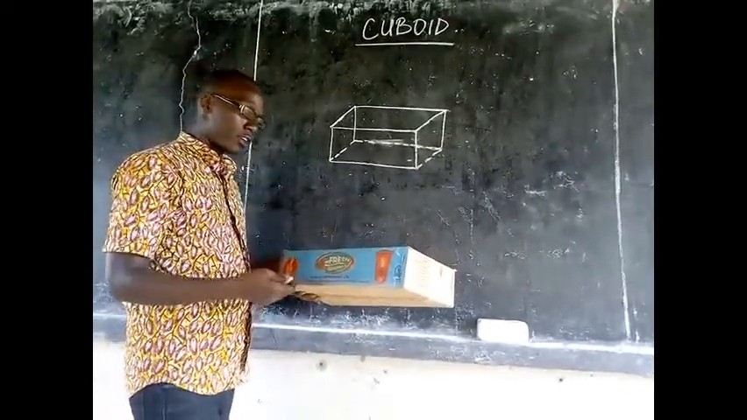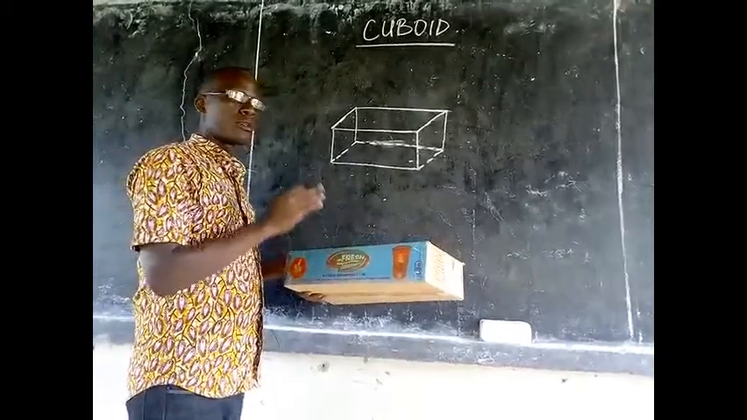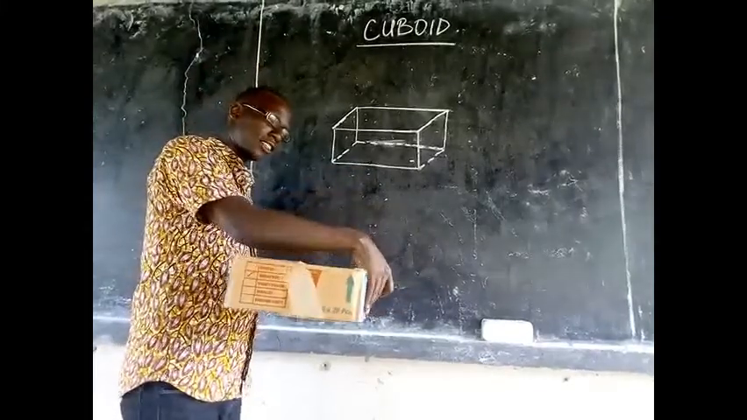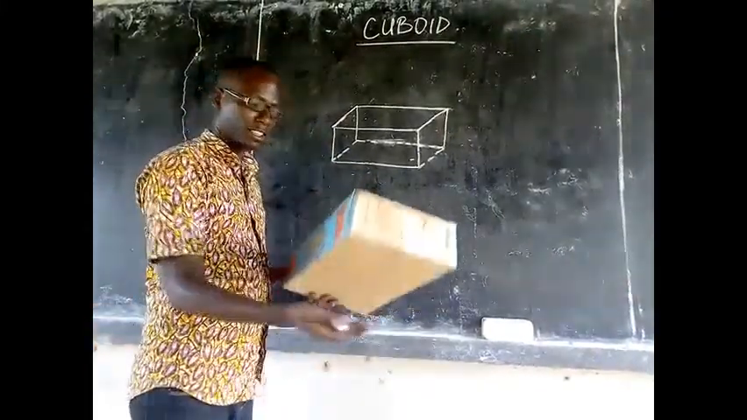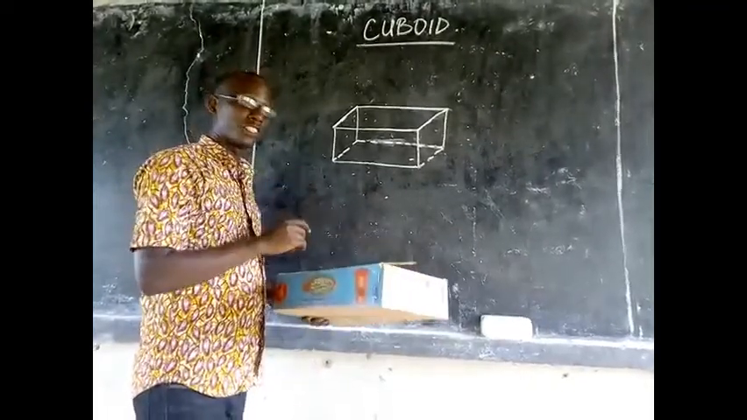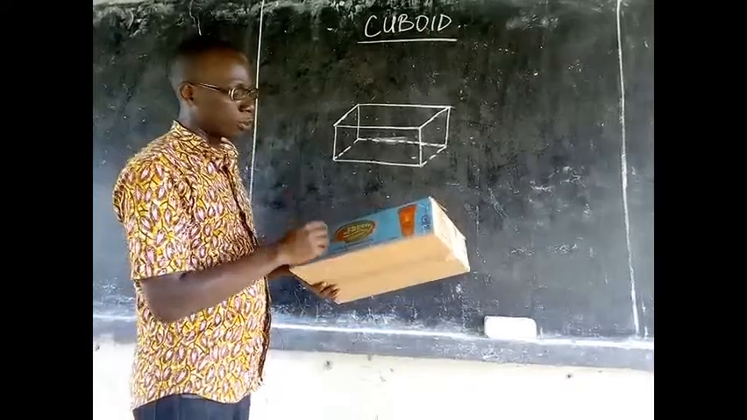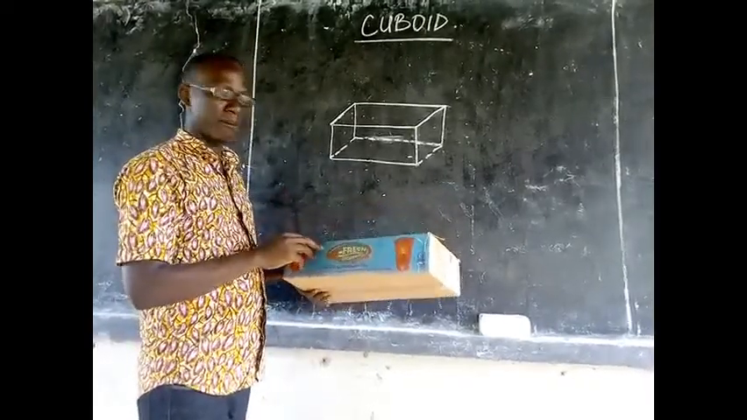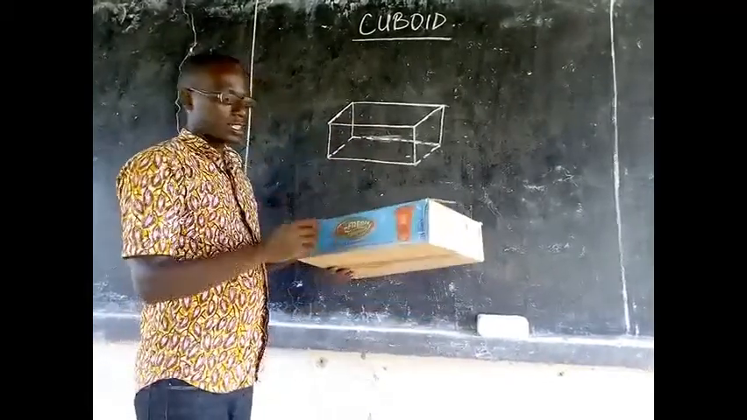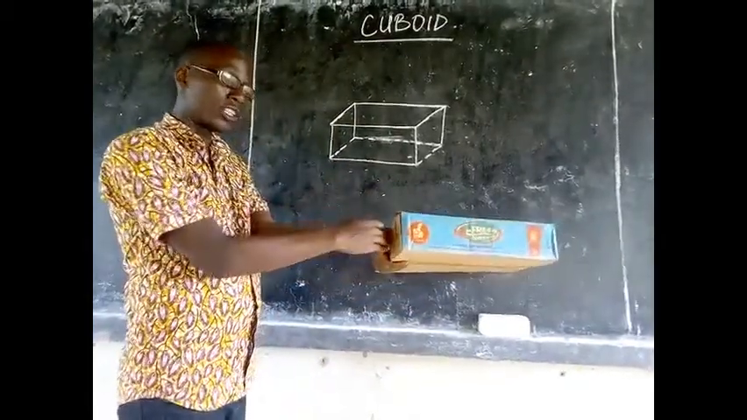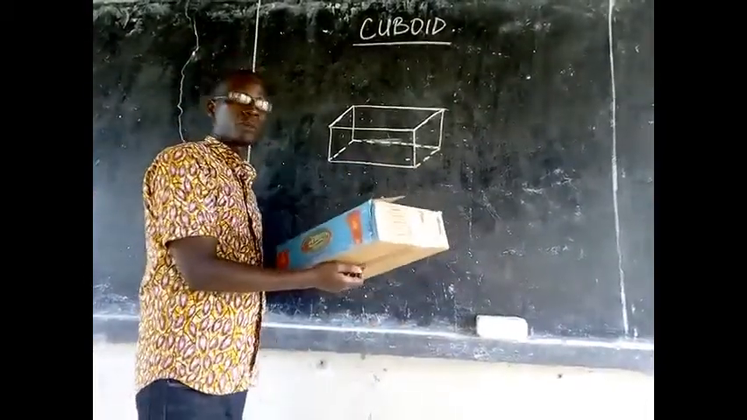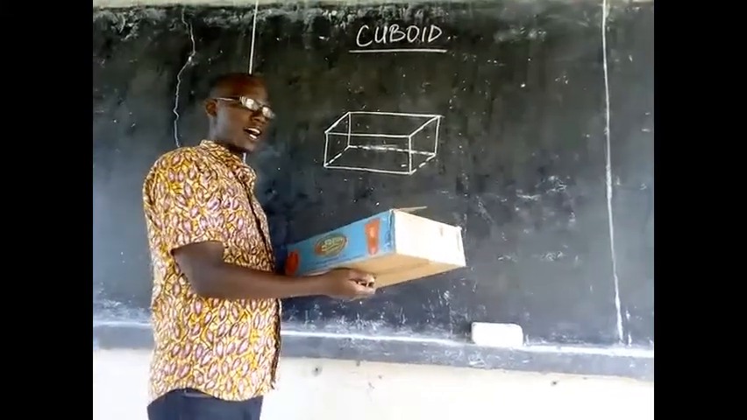Now, we should clearly know that for a cuboid, this one is a face, this one is another face, this is another face, and so on. We shall get to know that a face is also a plane. So, two opposite faces are the same for a cuboid. This face is opposite to this one, they are the same. This face is opposite to this one here, they are the same. This top here is opposite to this one here, they are the same. So two opposite faces of a cuboid are the same.